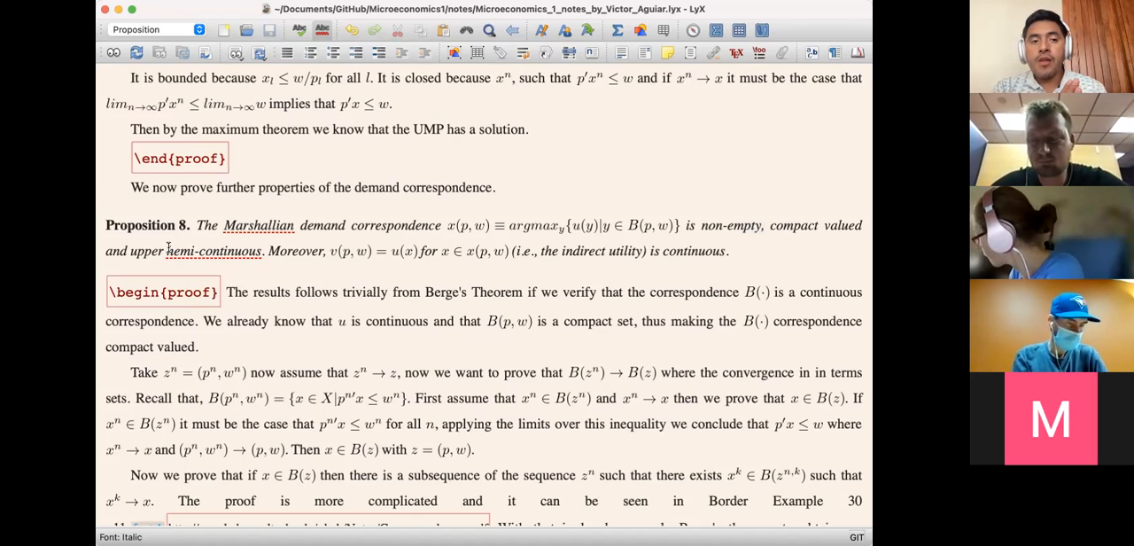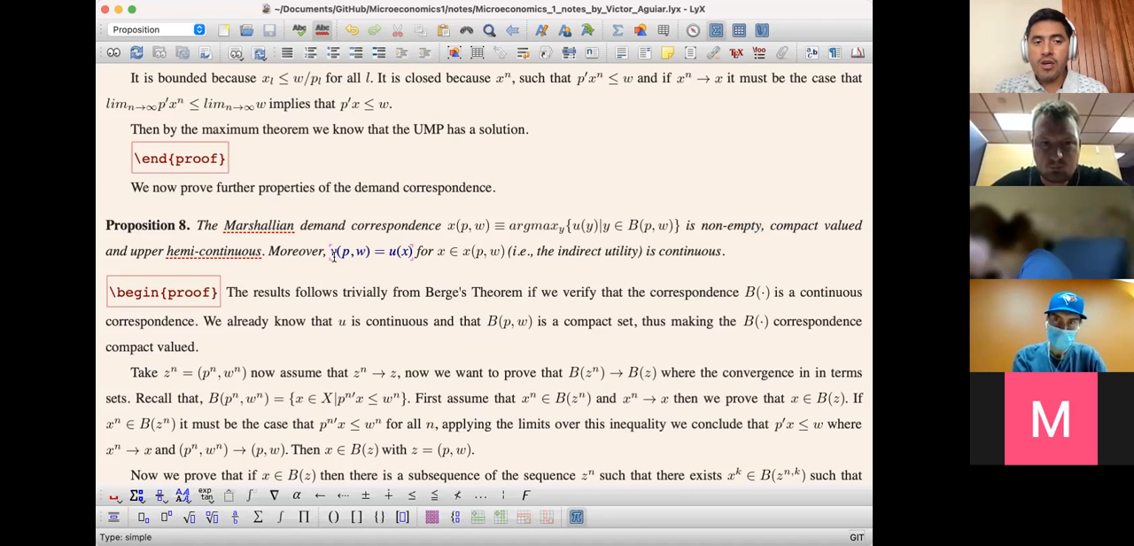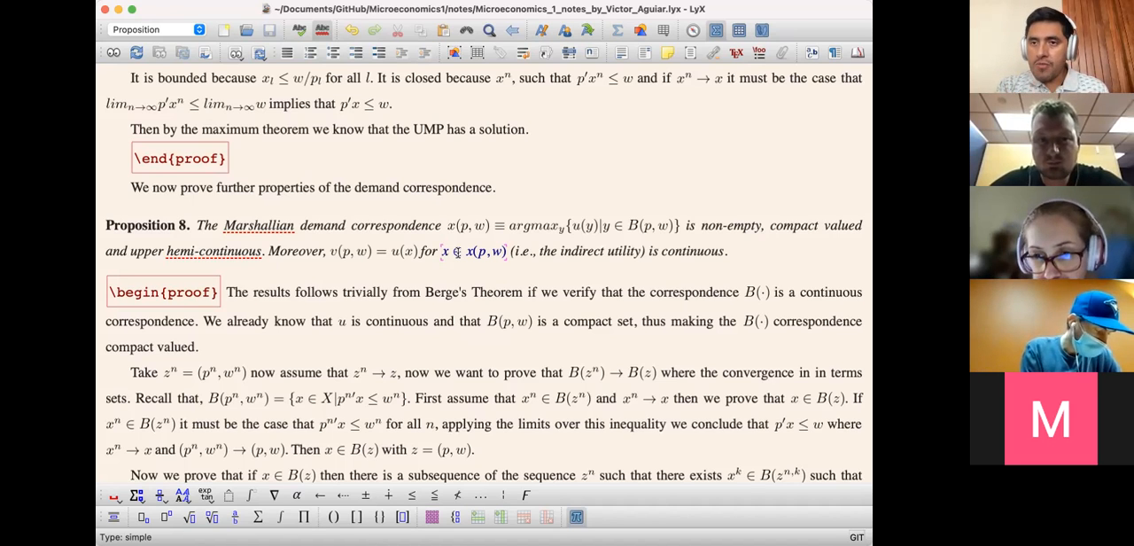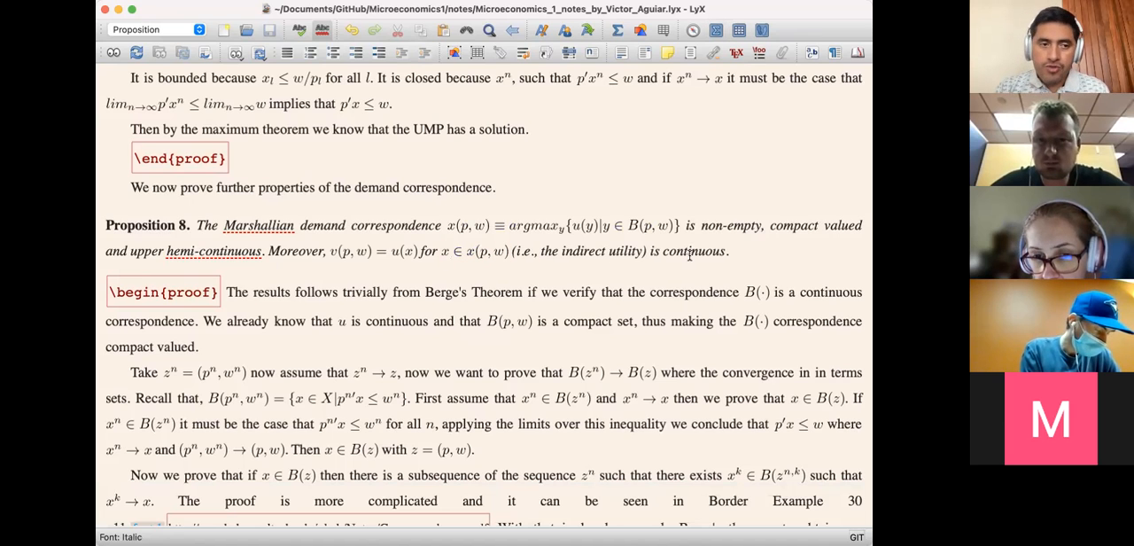And moreover, we're going to define an object called indirect utility, which is a function of prices and income, and is equal to u of x evaluated at any element inside the demand correspondence's image. So take a maximizer, put it inside the utility, and tell me how much utility the consumer derives from the optimal consumption, right? This is the indirect utility, and this is called v of p, w. So the second object I introduced is going to be continuous, right?